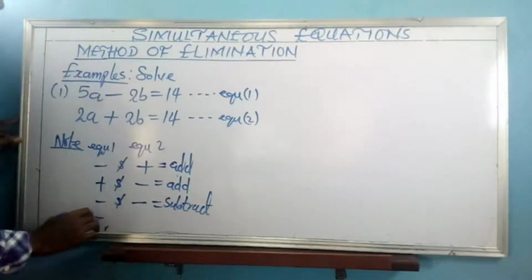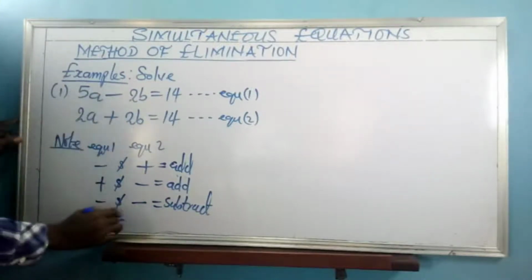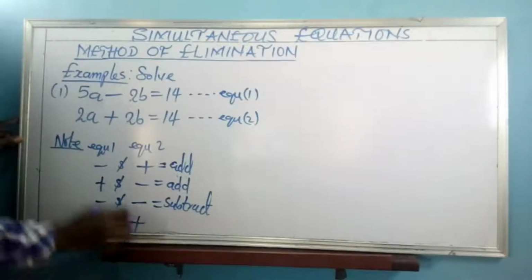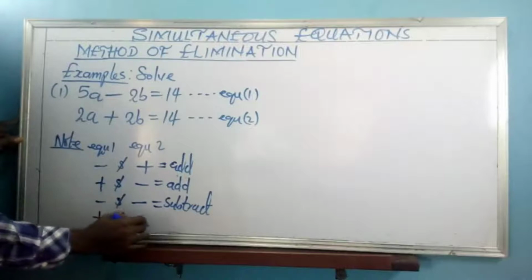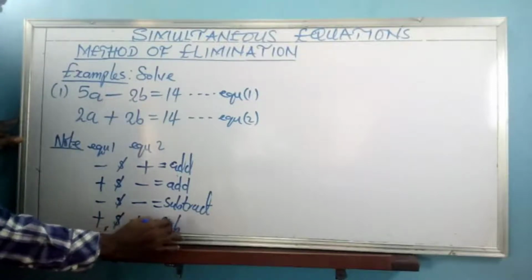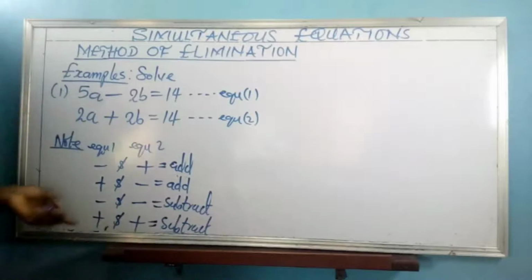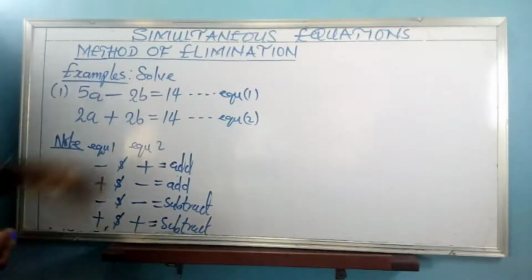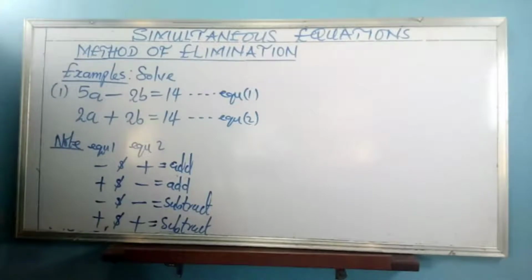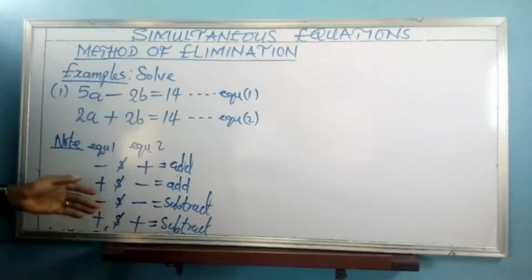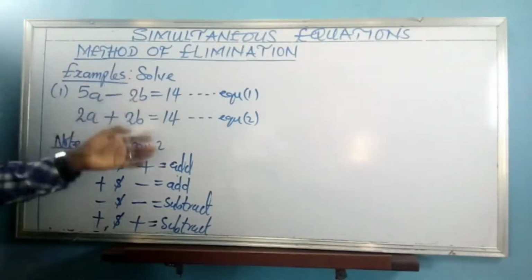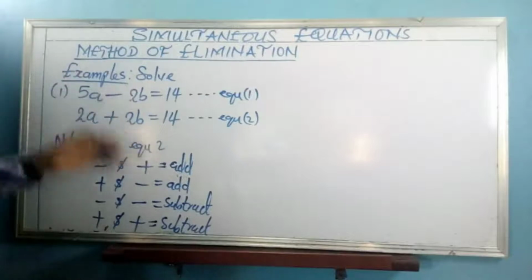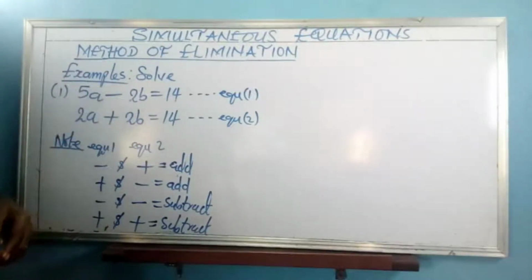The same thing goes when equation 1 carries positive and equation 2 carries positive. When the two terms that I want to eliminate carry positive, we are going to subtract. Please take note of this. This is one of the major things that can make you get the correct answer while working on simultaneous equations using the elimination method. It determines the next operation you are going to do. Am I going to add the two equations to eliminate this one? Am I going to subtract the two equations to eliminate this one? Do we get it now?